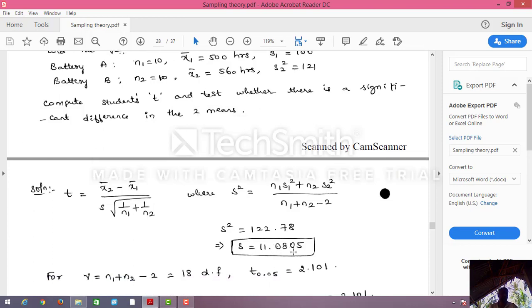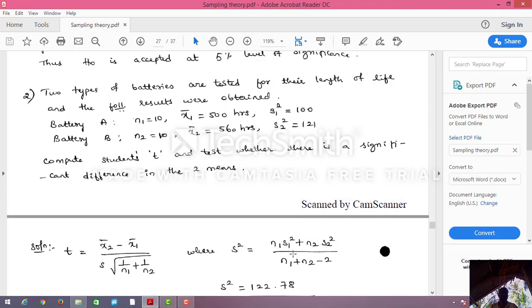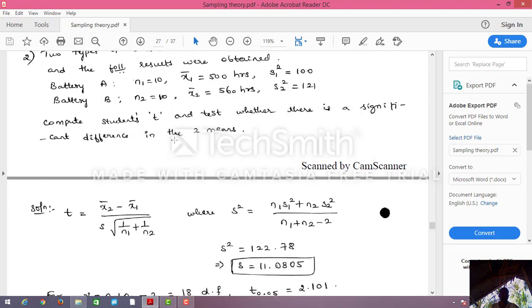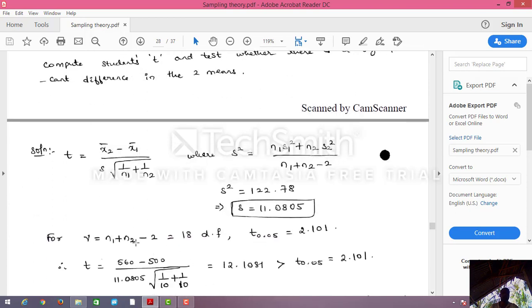Then S equals 11.0805. Now, for the degrees of freedom, they have not been specified in the problem. So the degrees of freedom here: sample size 1 is 10, another is 10. 10 plus 10 is 20, minus 2 is 18, which is the degrees of freedom. For 5% level of significance, for 18 degrees of freedom, the value is 2.101.